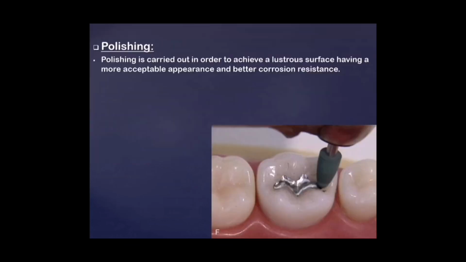Polishing. Polishing is carried out in order to achieve a lustrous surface having better appearance and better corrosion resistance.